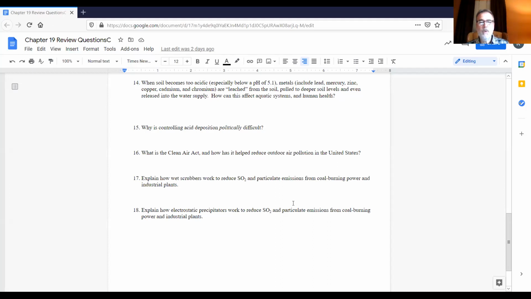All right, so 15: why is controlling acid deposition politically difficult? Well, for so many reasons, as you can imagine. Imagine West Virginia, and like I've said many times, we owe so much thanks to coal miners for doing the hard work, producing the coal that was burned to make electricity to keep the lights on, not only at your house but at the hospitals and all that kind of stuff. But given all the other problems associated with it, we need to develop renewables, and we really should be phasing out the coal.